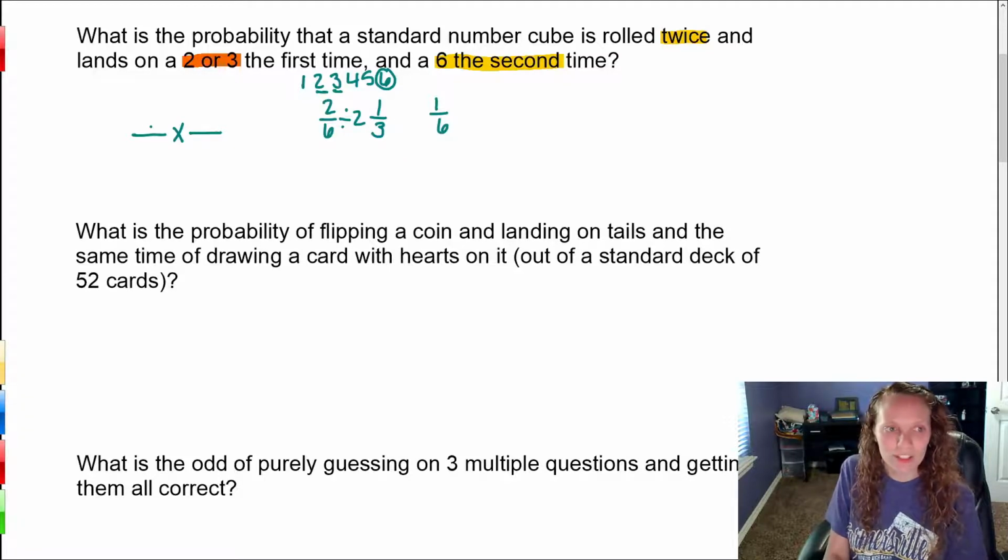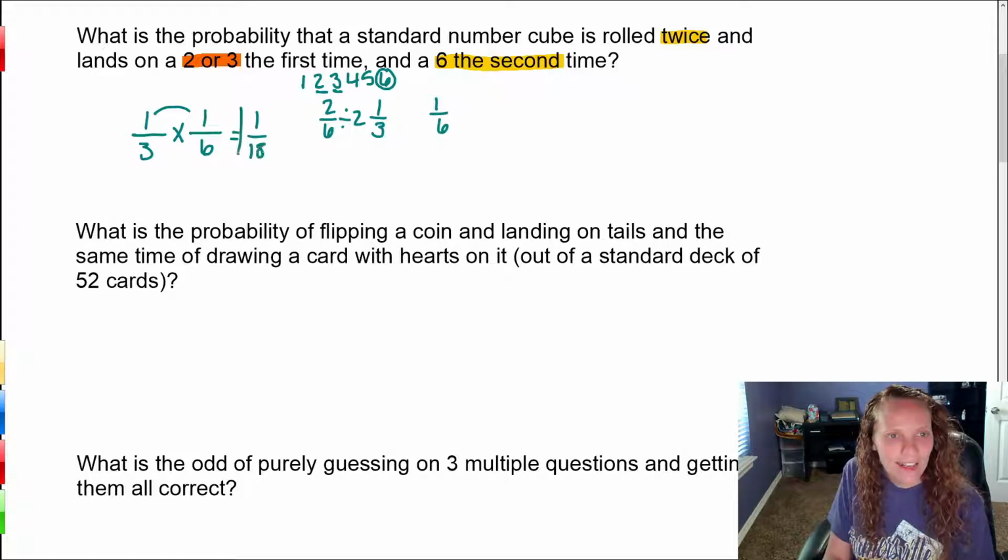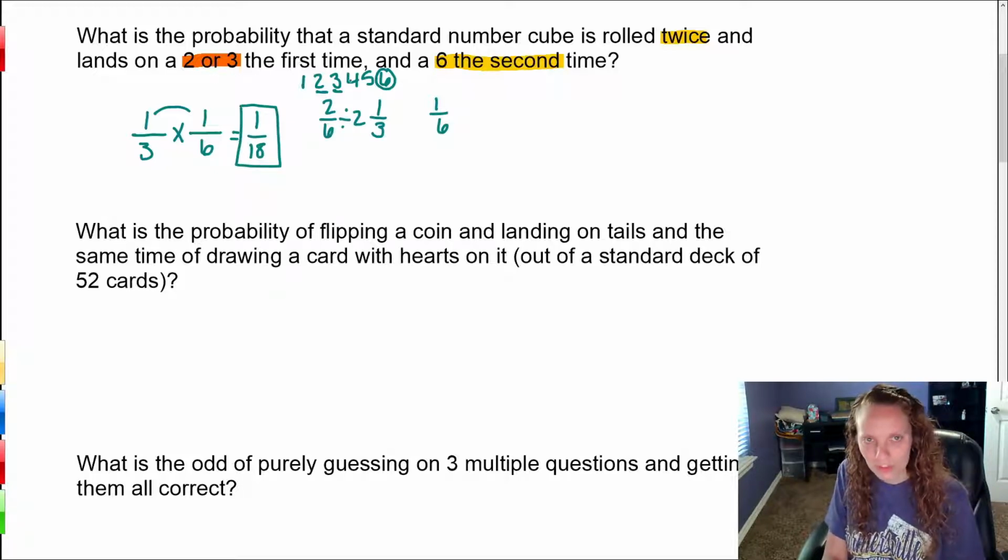Let's just plug it in over here. So we have 1/3 and 1/6. And we're going to multiply these fractions going straight across. So 1 times 1 is 1, 3 times 6 is 18. And it's a 1 out of 18 chance that we would land on a 2 or a 3 the first time and then a 6 on the second time.